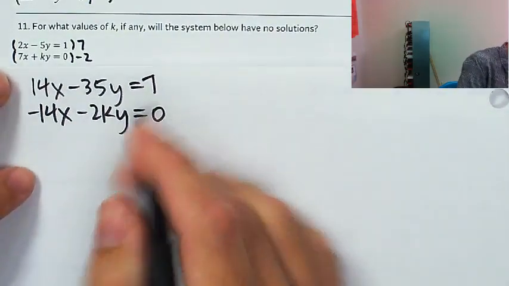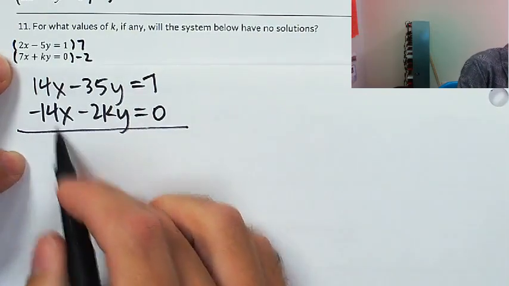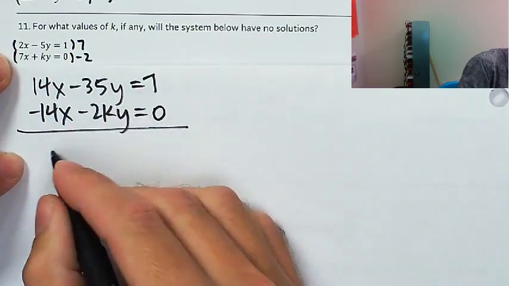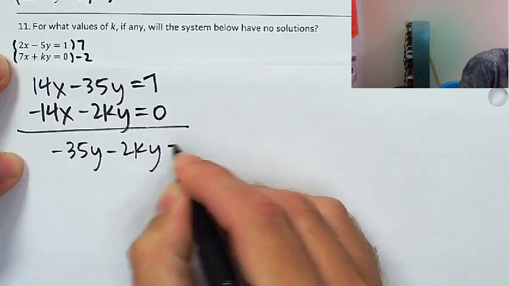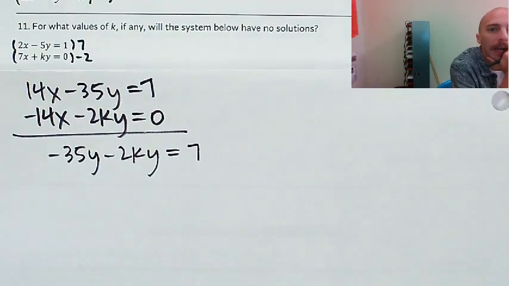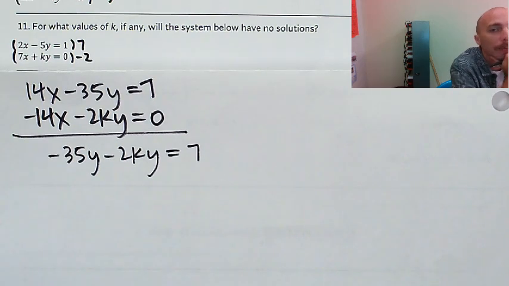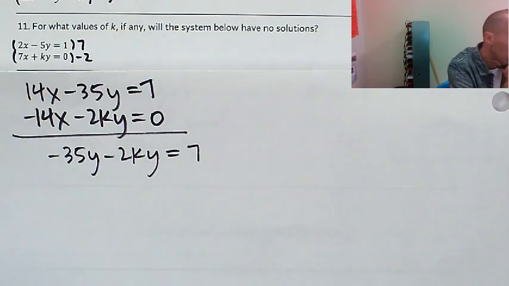Okay, then when I go to eliminate, I'm going to add these together. So I'm going to have -35y minus 2ky equals 7. Okay, now if this is going to come back no solution, I need something like 0 equals 7. Okay, I can't have any number of y's equaling any 7, because then we could solve for y, and then we could solve for x, and then there would be a solution. Okay, what was I thinking?